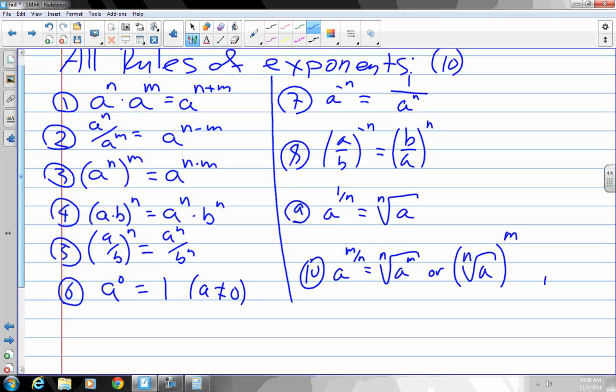Okay. These are our 10 rules of exponents. Okay, good.